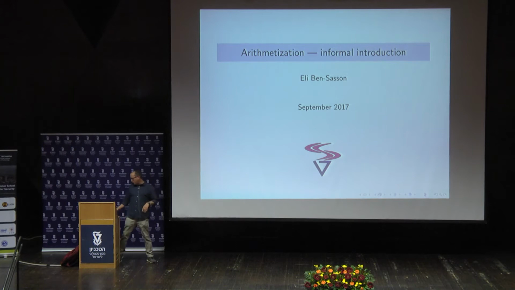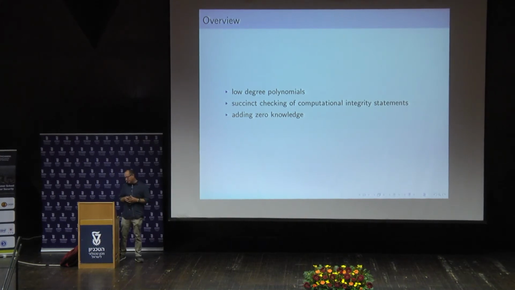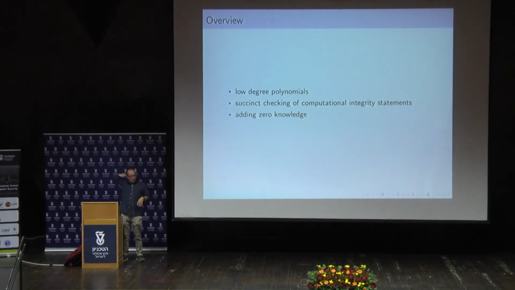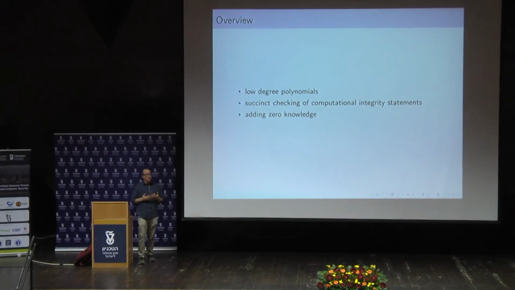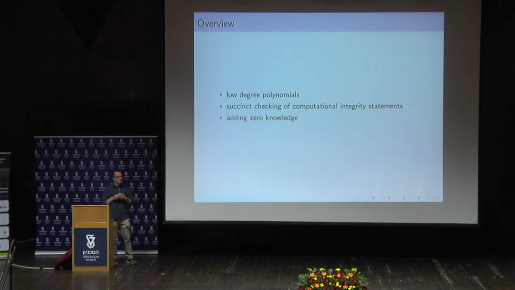But I do hope to talk a little bit about the role of low-degree polynomials and the way they lead to succinct checking of statements about computational integrity, and even to show you how zero knowledge is added into the picture. So how can you succinctly check statements with zero knowledge about large computational integrity statements, okay?